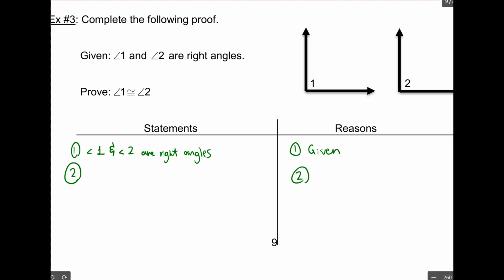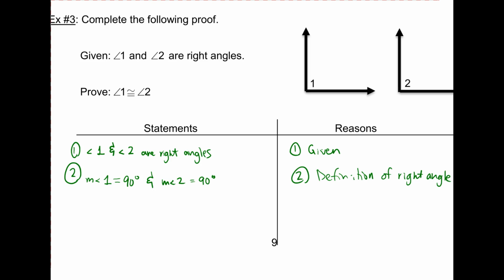All right. Number 2. So we know they're right angles. Being a right angle means it has a measure of 90 degrees. So the measure of angle 1. When I write the M in front, it means measure of. Measure of angle 1 is 90 degrees, and measure of angle 2 is 90 degrees. So this is from the definition of right angles. Because we're like, what does it mean to be a right angle? It means having a measure of 90 degrees. Definition of right angle.